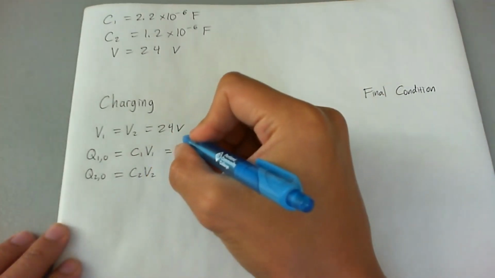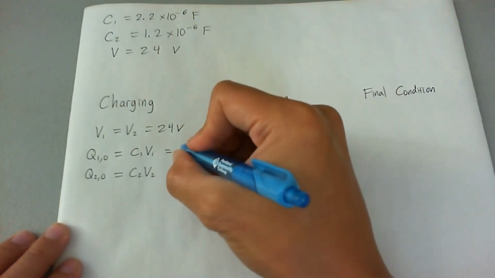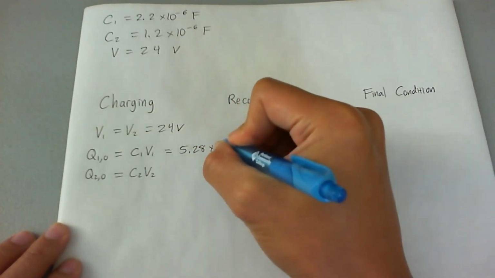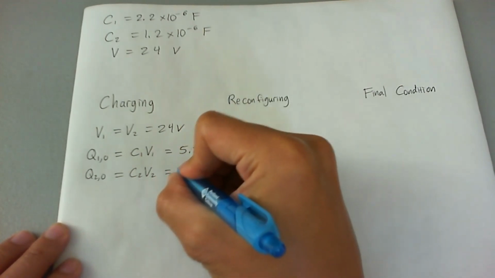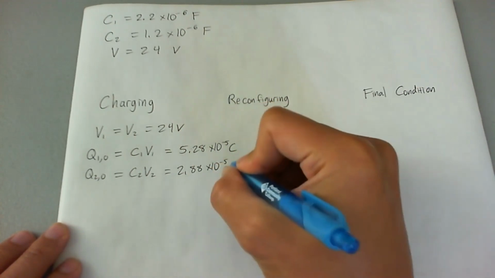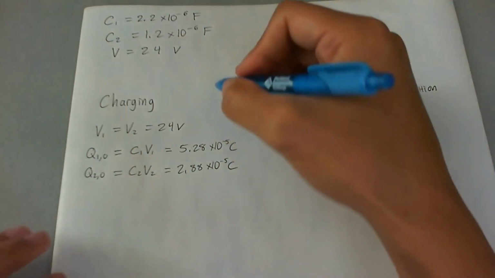And if you do the calculation, this times that, or this times that, comes out to be 5.28 times 10 to the negative fifth power coulombs. This is going to be 2.88 times 10 to the negative fifth power coulombs. Okay, so that's the charging part.